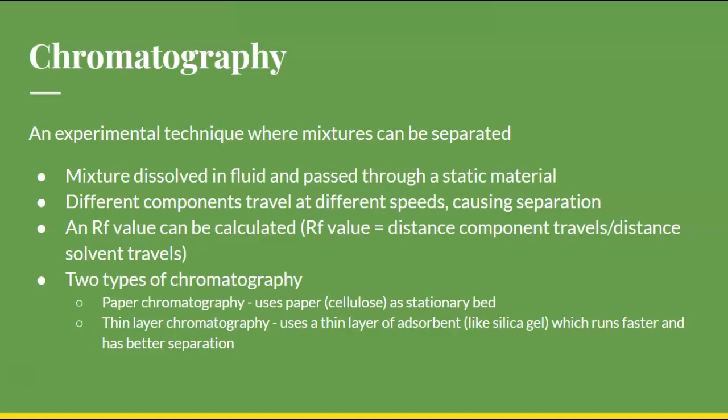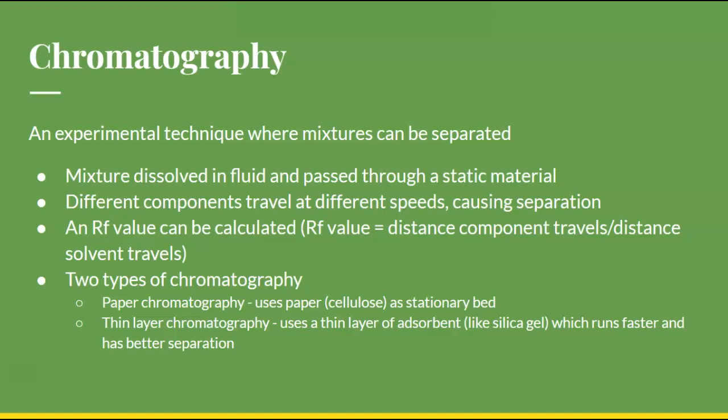And then from that, you can calculate an RF value. An RF value is literally just how far the component traveled over how far the solvent traveled. So how far did the pigment itself travel versus how far did the chromatography liquid travel overall.